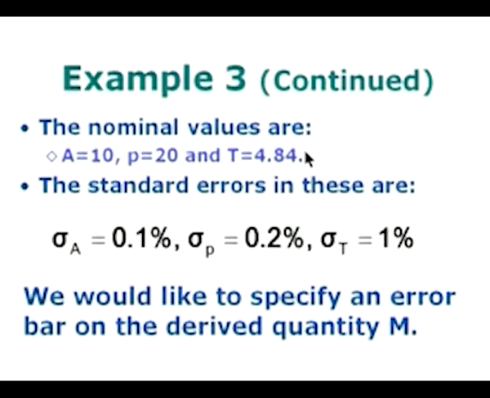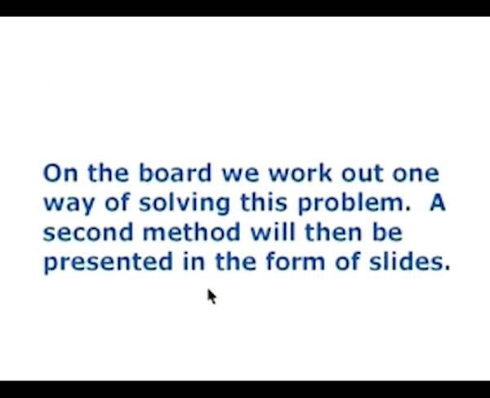The further specification in this problem is as follows. The nominal values for A, P and T are given. A is 10, P is 20, T is 4.84. What I have done is I have chosen the values such that it is dimensionally homogeneous, and these values are just the numerical values. The standard errors in these quantities A, P and T are also specified. Sigma A is 0.1%, sigma P is 0.2% and sigma T is 1%. We would like to specify an error bar on the derived quantity m, and that I am going to work out on the board by what I call method number 1.